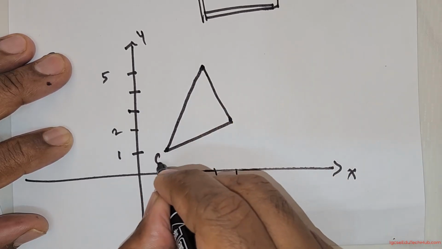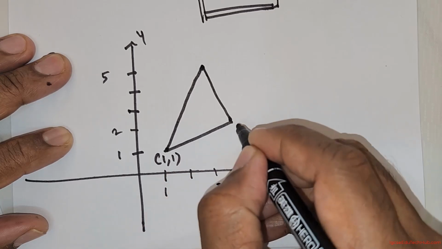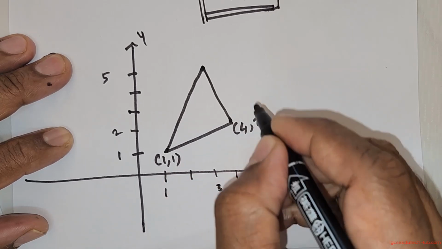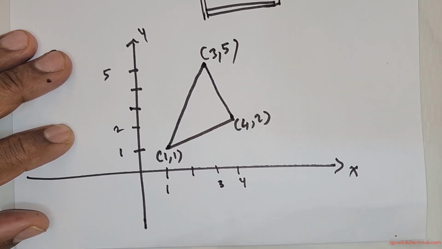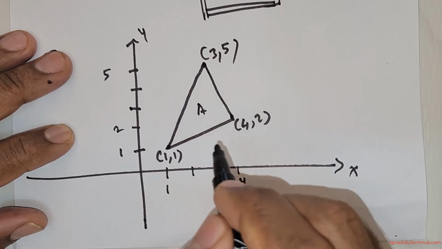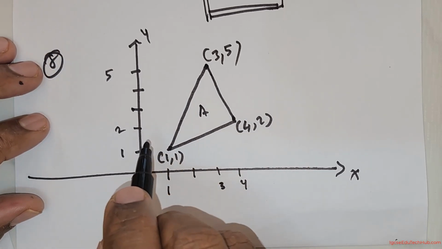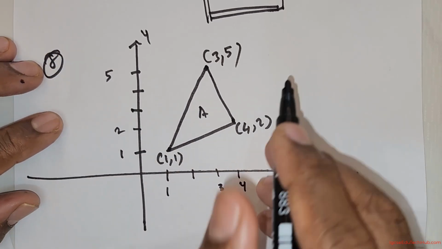Okay, so this vertex is 1, 1. This is 4, 2 and this is 3, 5. Now what they are saying is this shape is actually reflected on the y-axis.